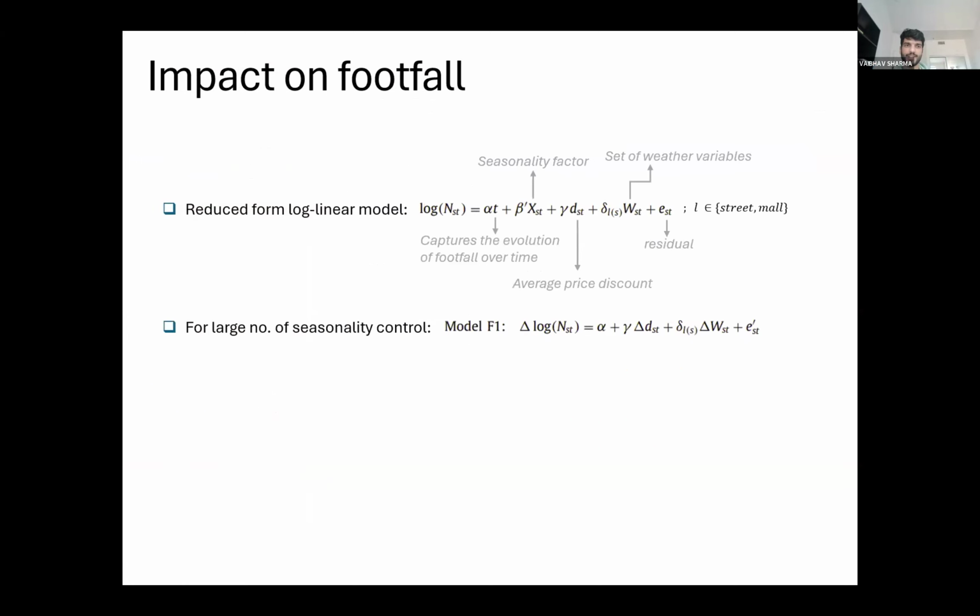Next slide. Yeah, so to study the impact on footfall, they used a reduced form of log linear model. Over here, NST is the number of visits to a particular store S in a given time period T. And you will see the independent variable XST, which is the seasonality factor for a particular store S in a given time period T. Similarly, DST is the average price discount. W is the set of weather variables which we are interested in. And since they have a large number of seasonality controls, they are using a log difference model.